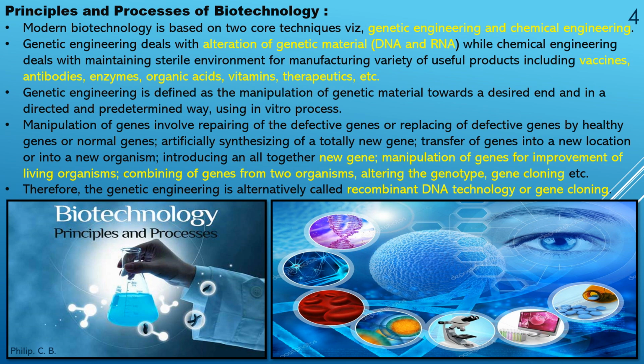So why is this manipulation carried out? One, to remove the defective ones. If the defective ones are not removed, they will remain for life long. So because of genetic engineering, the defective gene can be replaced by adding the normal gene. Also, we can transfer the gene from its particular location. We can create a new organism. You can manipulate the gene for improvement of the living organism, or you can combine genes from two different organisms by altering the genotype, or we can do gene cloning as well.